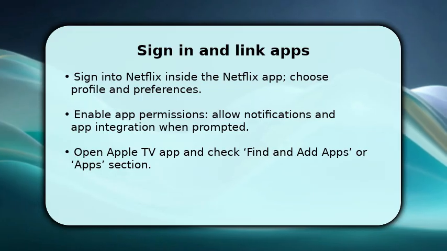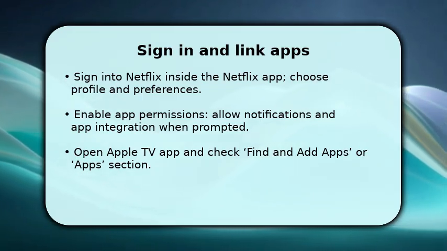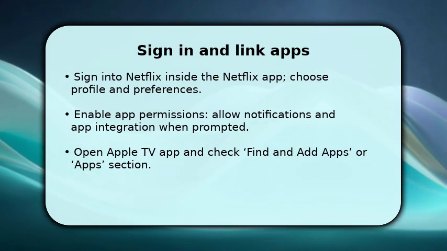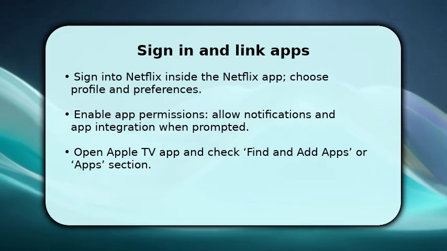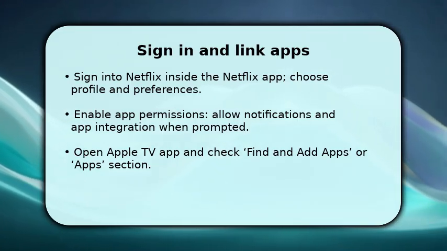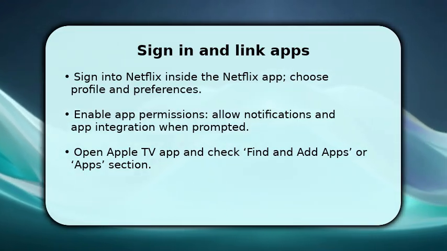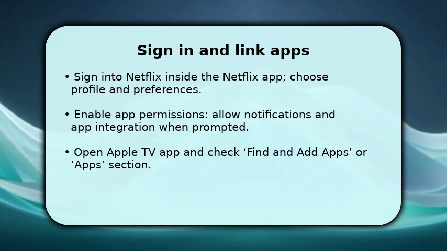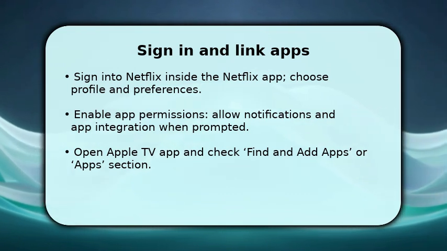Then open the Apple TV app and inspect the Apps section or search. When you select a title that Netflix owns, Apple TV should offer to open in Netflix or show a Go to App button. This ties navigation between the two apps for smoother playback transitions.